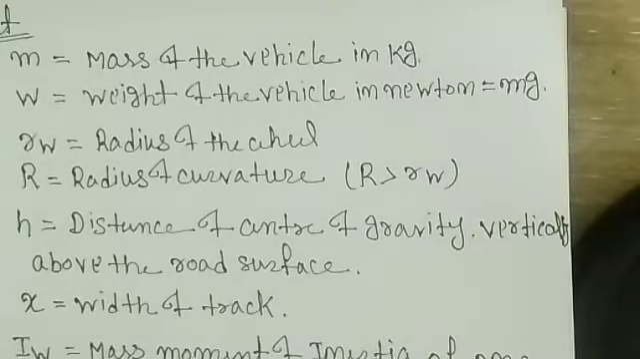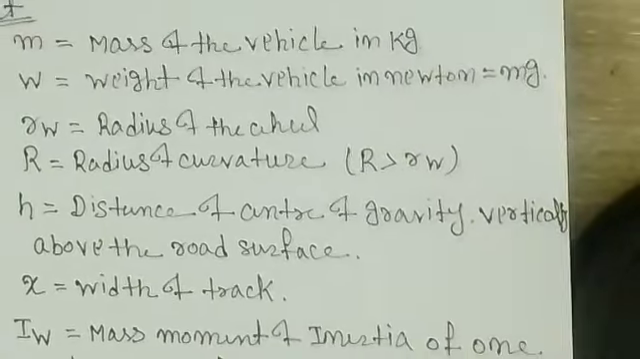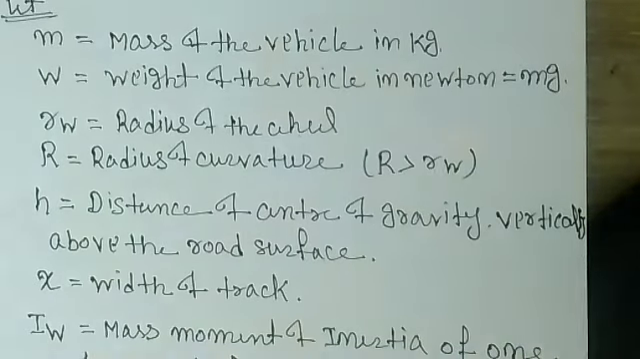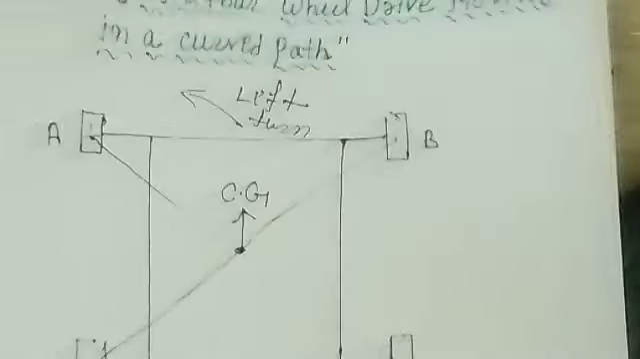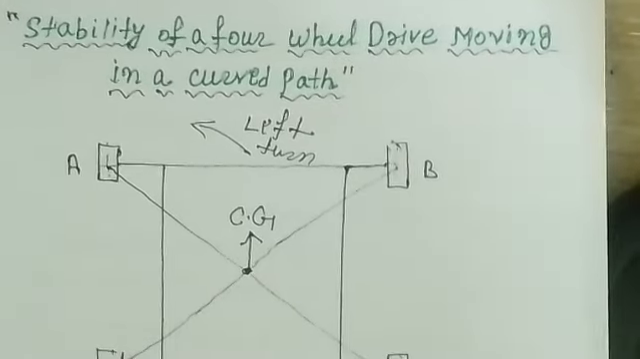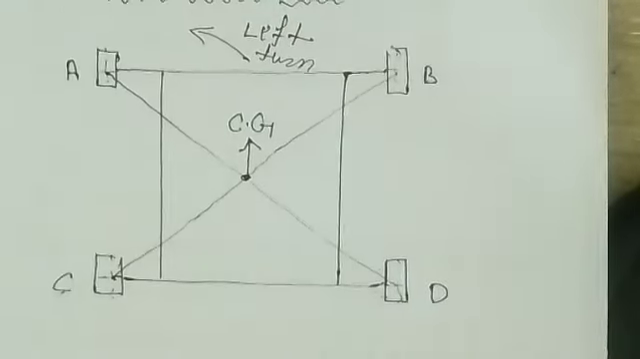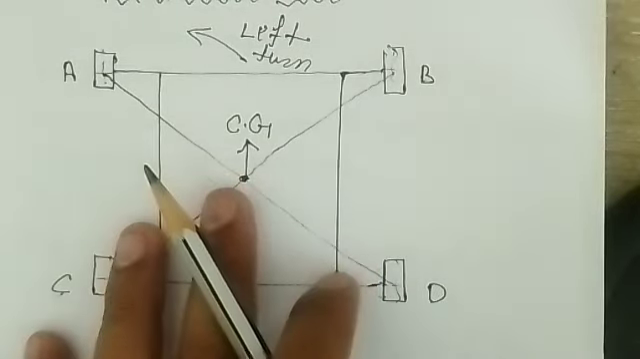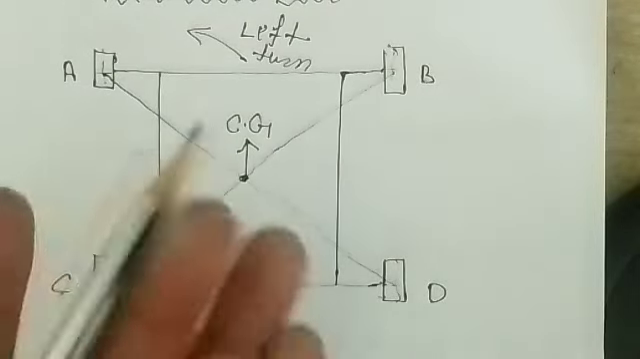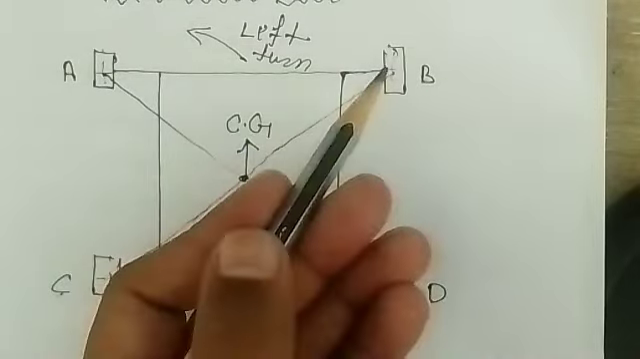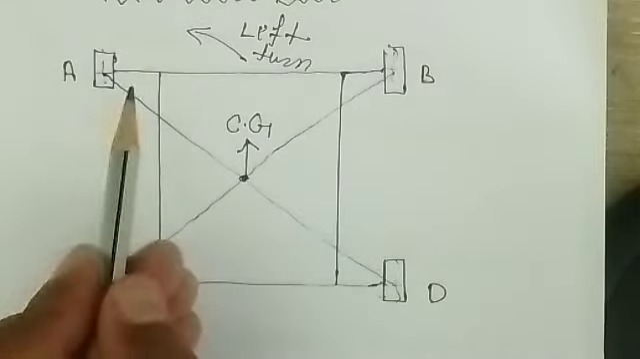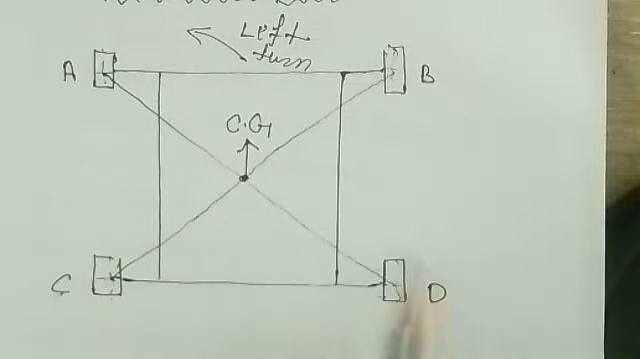Now first of all, as I told you, the vehicle is running on a curved path. Because of this curvilinear motion, reactions will act. So we will take three reactions into consideration. First of all, let's say the weight of the vehicle is W. That weight will act downward, and this weight will be equally distributed on all four wheels. So the weight on each of the four wheels is W by 4.